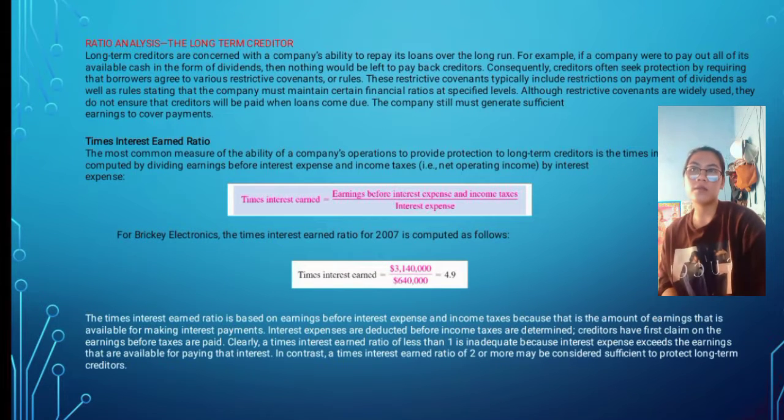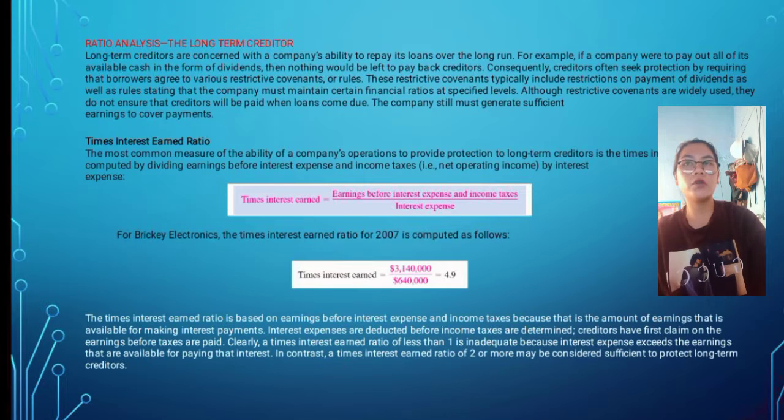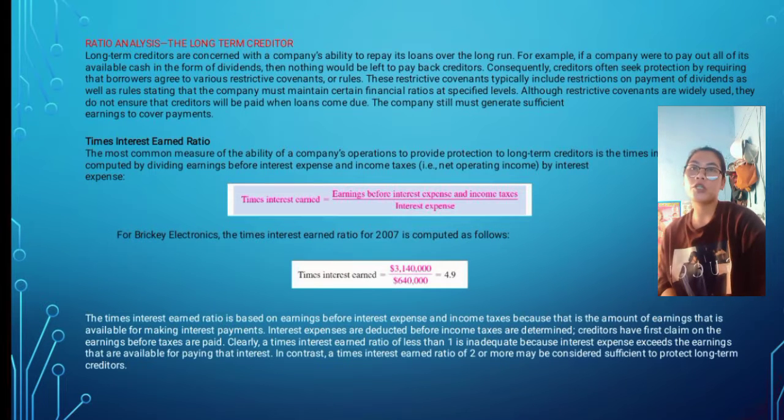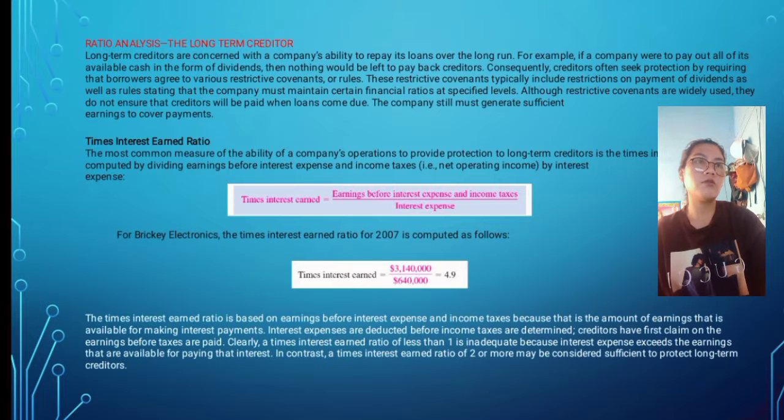Times interest earned ratio. The most common measure of the ability of a company's operations to provide protection to long-term creditors is the times interest earned ratio. It is computed by dividing earnings before interest expense and income taxes by interest expense. For Bricky Electronics, the times interest earned ratio for 2007 is computed as follows. The times interest earned ratio is based on earnings before interest expense and income taxes because that is the amount of earnings that is available for making interest payments.